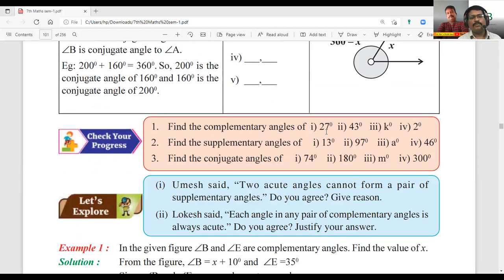So find the complementary angles of 27, 43, K, 2, whatever it may be. So I have to take this as, one minute.